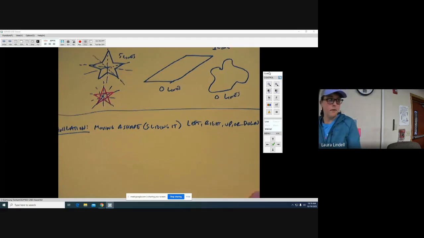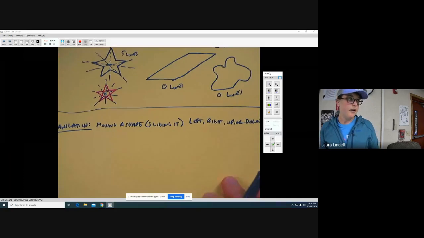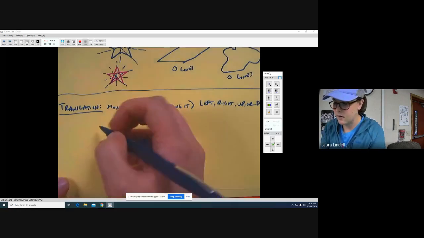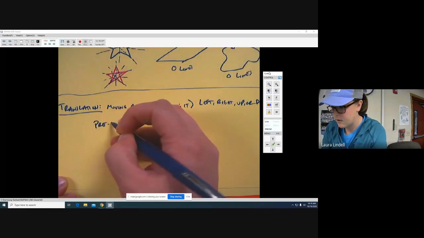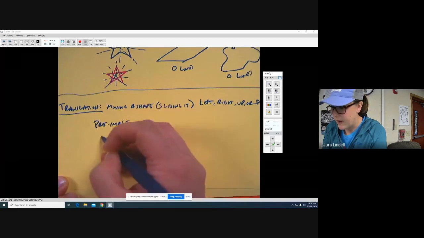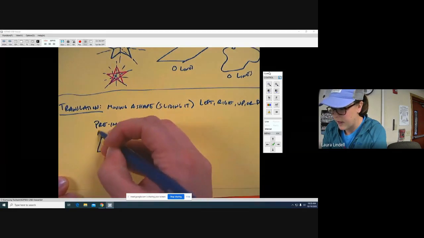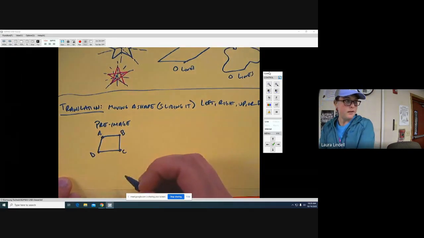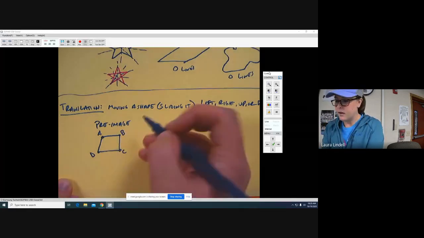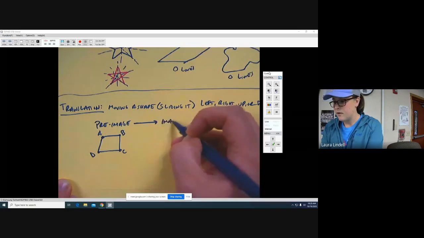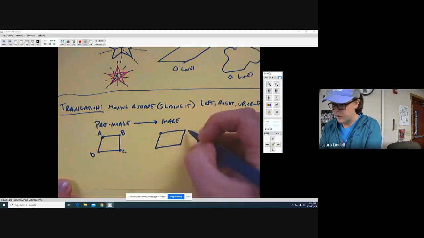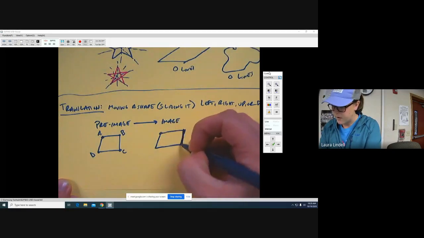Okay, so there's some vocabulary that goes with translation. The thing that you start with is called the pre-image. So if I had a shape in the coordinate plane, it might be called A, B, C, D. So it's going from something called the pre-image to the image. So our new shape is called the image, and it should look the same. Sorry, that one doesn't look amazing.